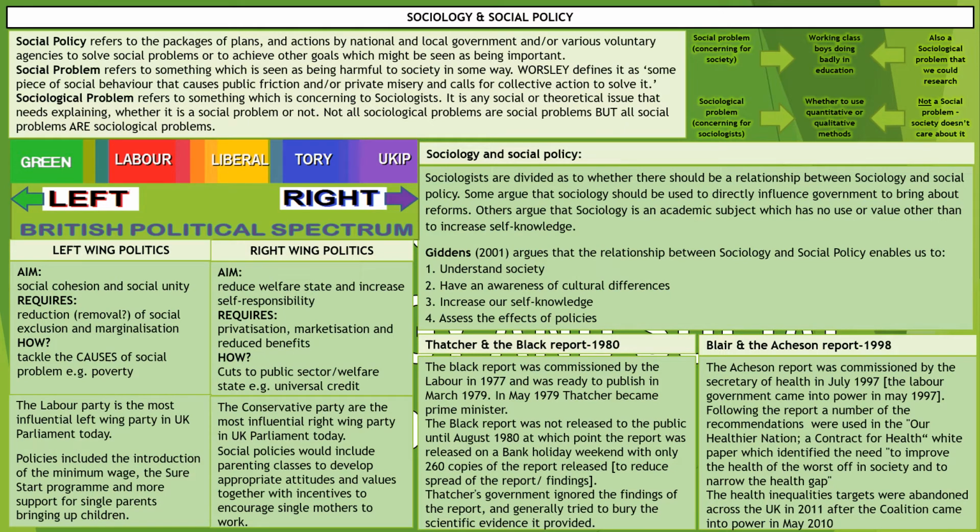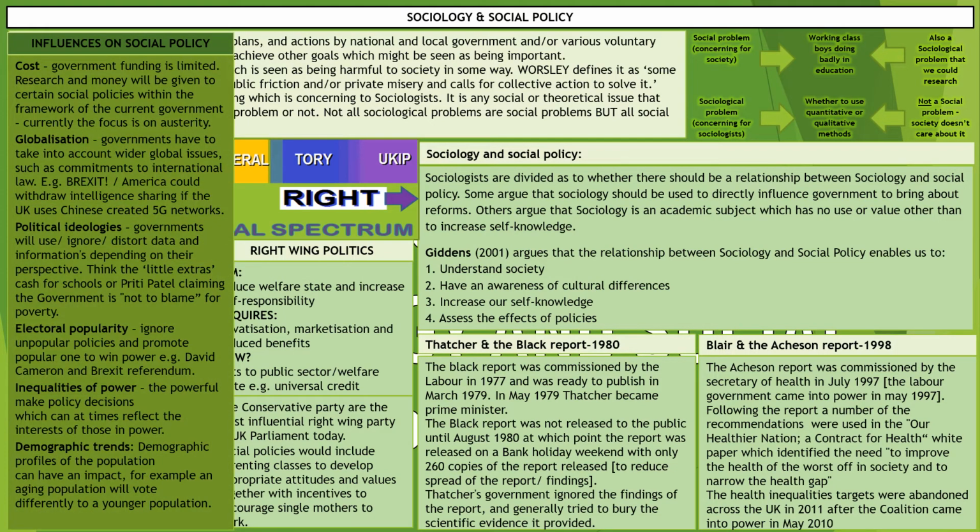Now, additionally, other things we need to think about here would be the influences on social policy, and often the other things that influence policy beyond sociologists. So cost is always one thing that influences social policy. Government funding is very limited. Research and money will be given to some topics, some policies within the framework of that government. So austerity has been a big factor in the government attitudes of not wanting to spend money. That's led to cuts in welfare and other programs.